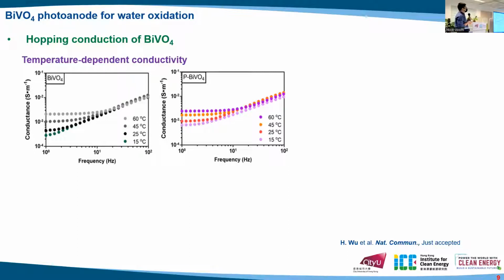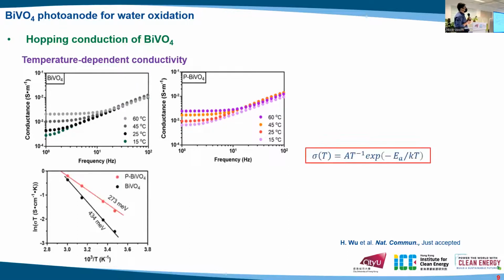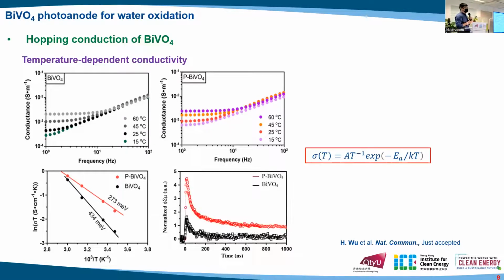And if we plot their conductance with temperature following the Arrhenius manner, we found that the activation energy for small polaron hopping for phosphorus-doped BiVO4 is smaller than that of the pristine sample, indicating a better charge transport behavior. And our results from time-resolved microwave conductivity measurement, TRMC, also suggest that the phosphorus-doped BiVO4 has a better charge mobility than that of the pristine sample.